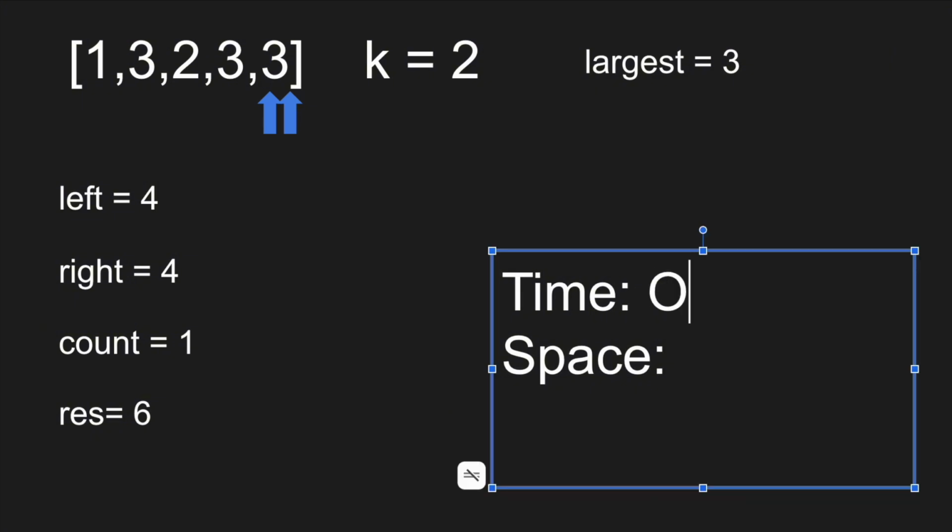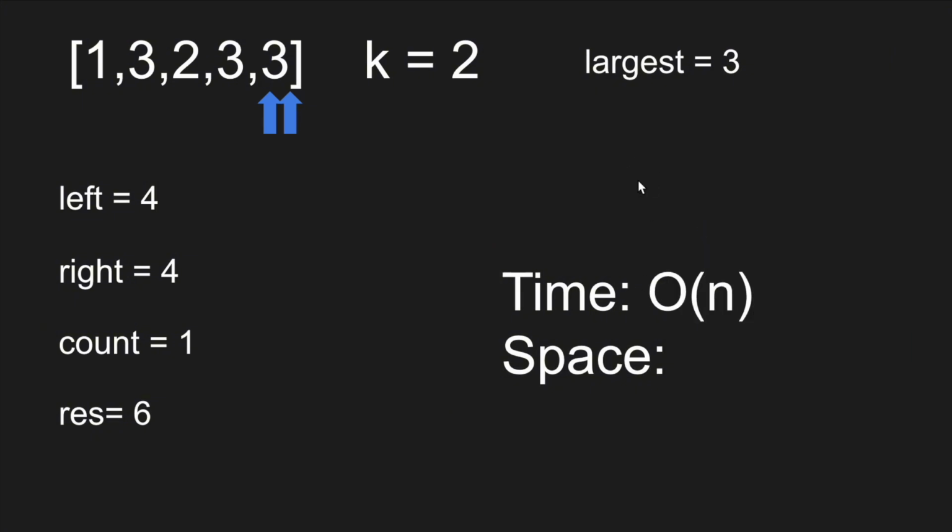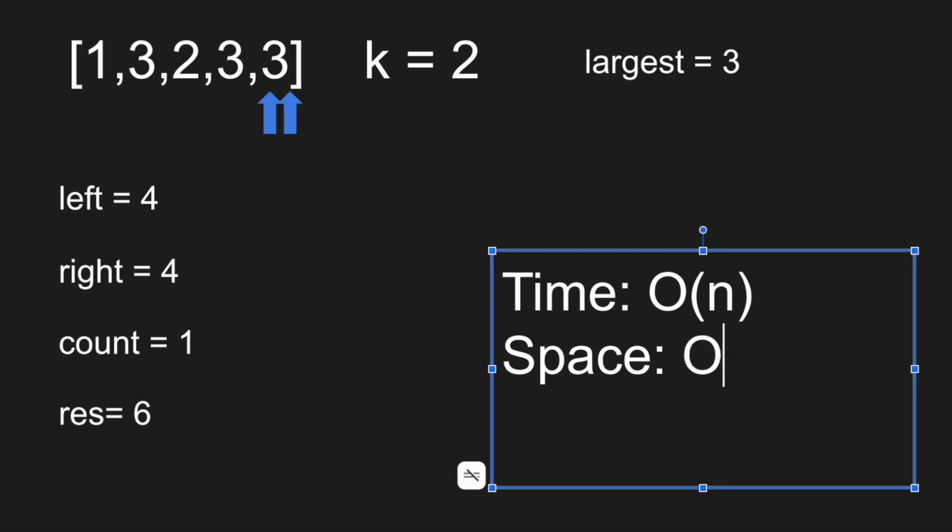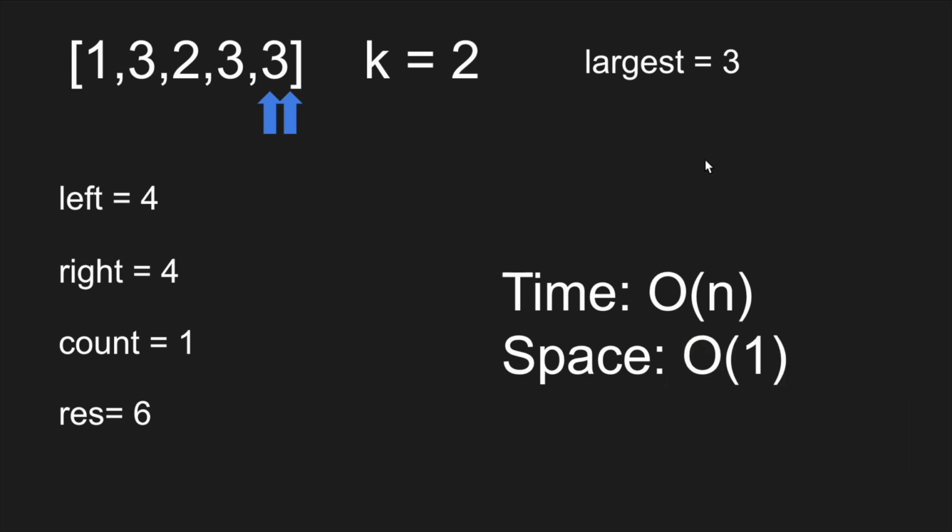And the time complexity will be O of n, where n is the number of elements in the array, because that is the number of elements we will iterate through. And the space complexity will be O of 1, because we are not using any extra space. So now let's get to the coding part.